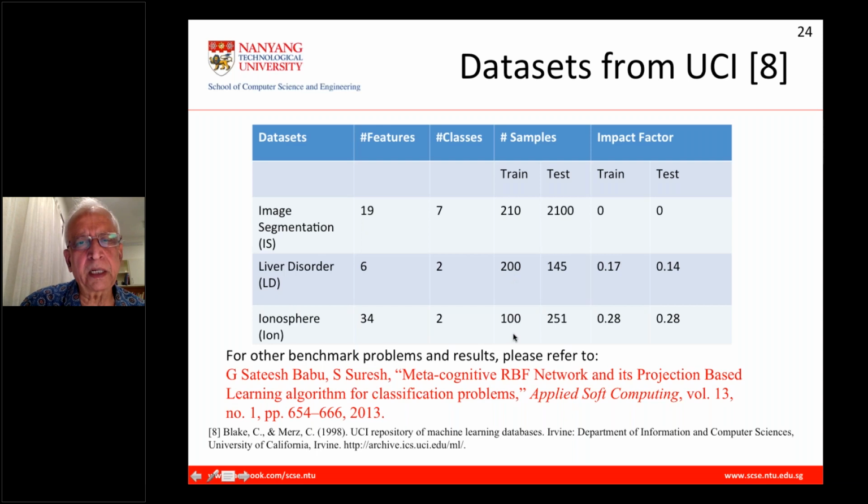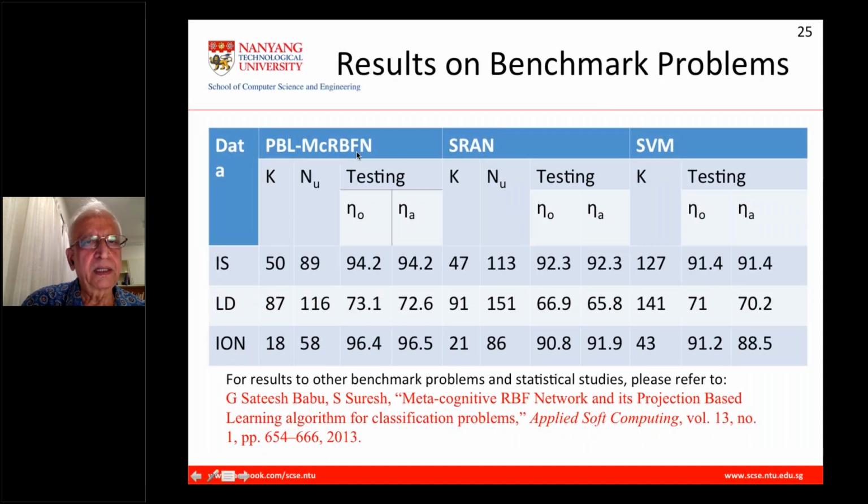If I use metacognition, the question is, do I have to use all the 210? Answer is no. You will find it. You will see only 50% of the data is needed. Okay, you can see that in the next slide. We compared with the other classifier, SVM. SRAN is another one. But you look at this column, NU. NU is the number of samples used.